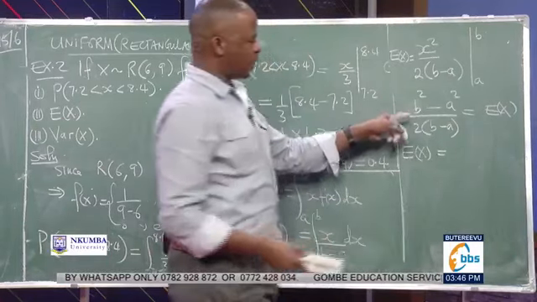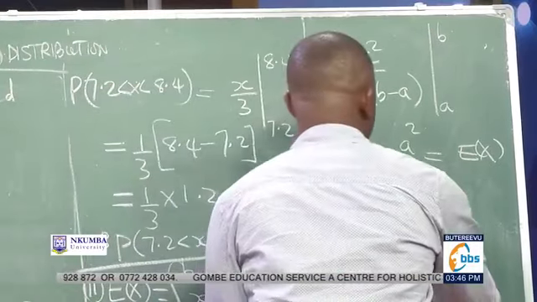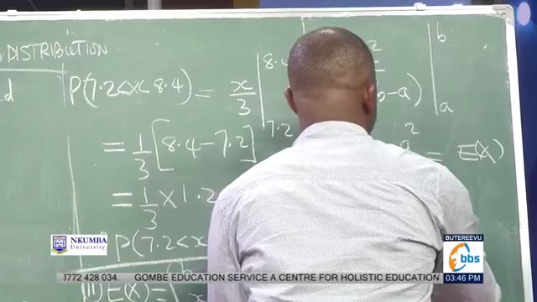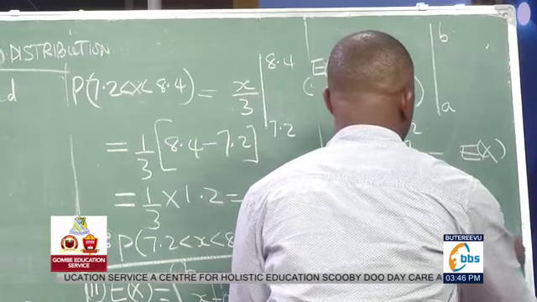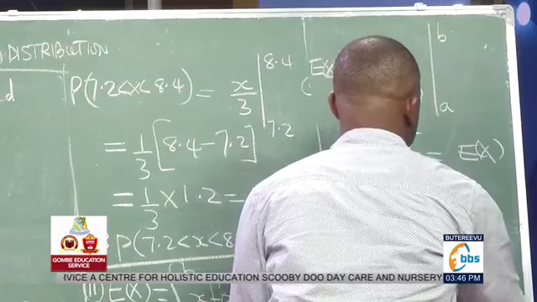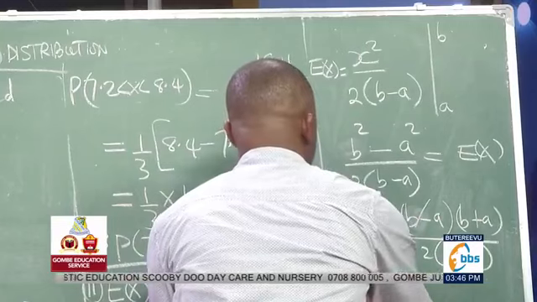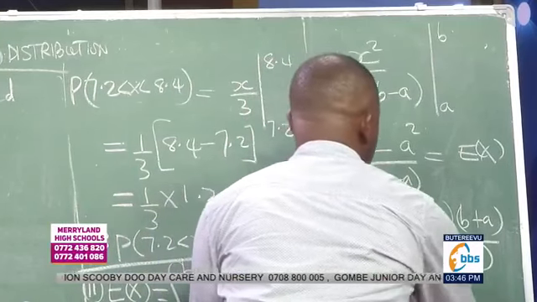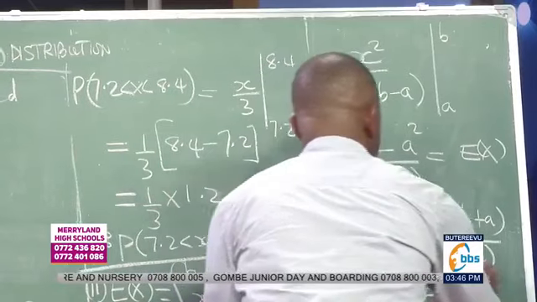Mathematically, I believe all of you following can see that we have a difference of 2 squares. So we shall have b minus a into b plus a over 2 into b minus a, and this will cancel with that. So the general expectation of x is actually b plus a over 2. This is the general formula.